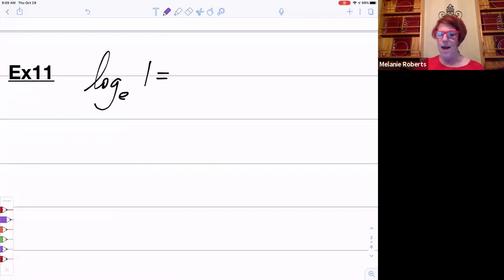Number 11, any log of 1 is equal to 0. And for the record, I would not have written it like this. I would have written it as ln of 1, because log base e is the same thing as the natural log.